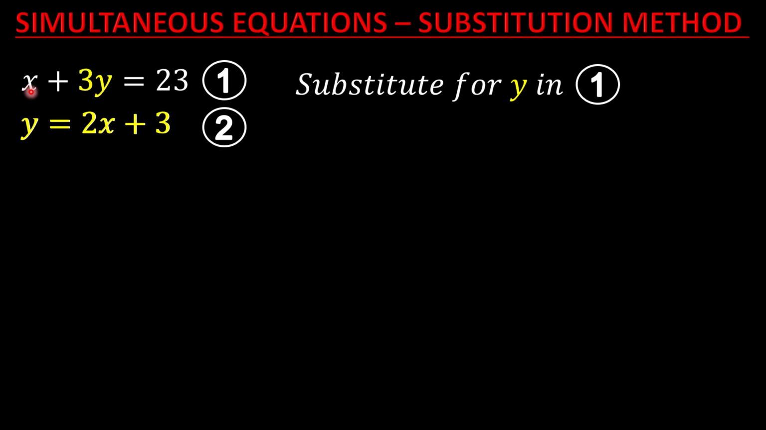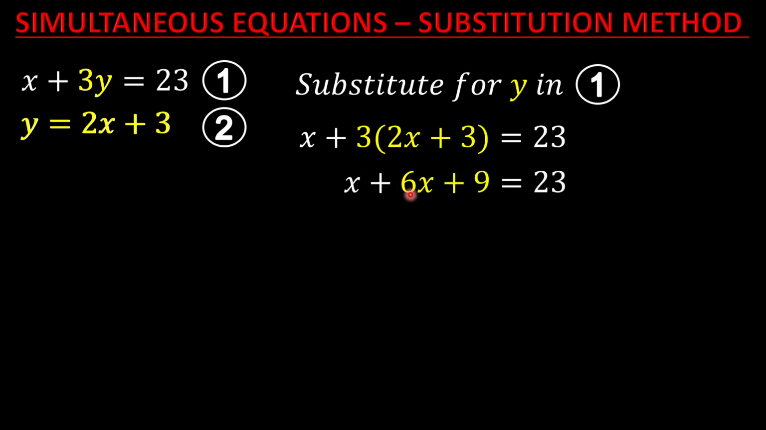So in equation 1, we see that we have 3y. The next step will be to say x plus 3 times (2x plus 3), and that's because y is equal to 2x plus 3, and that equals 23. Next step is to multiply out this bracket here, so x doesn't change, we get x plus, and then we get 6x plus 9. 3 times 2x is 6x, and 3 times 3 is 9, and it equals 23.